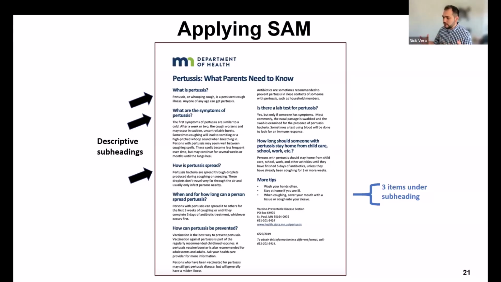And then on the right, we can see the chunking really come to life as we get towards the end of the document, on more tips, ways to get involved, and other things like that. But really the chunking is going to be key here.